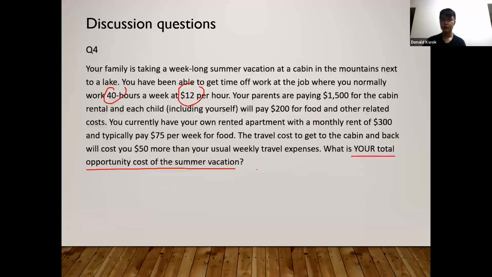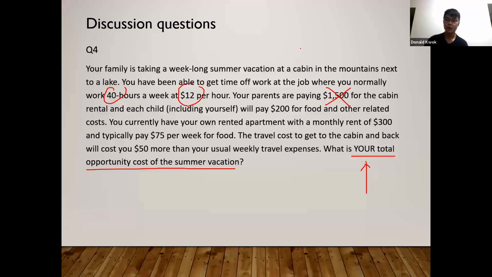All right, so the next number, your parents are paying 1,500 for the cabin rental. So this 1,500 should not be included in the opportunity cost because this 1,500 is paid by your parents, not you. Okay, you need to calculate your total opportunity cost here. So this is why 1,500 is not included.